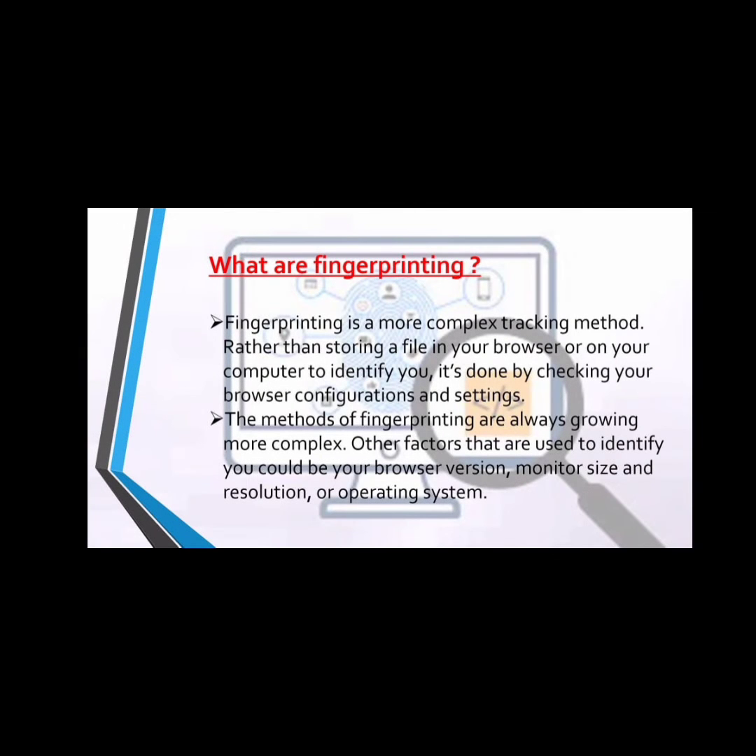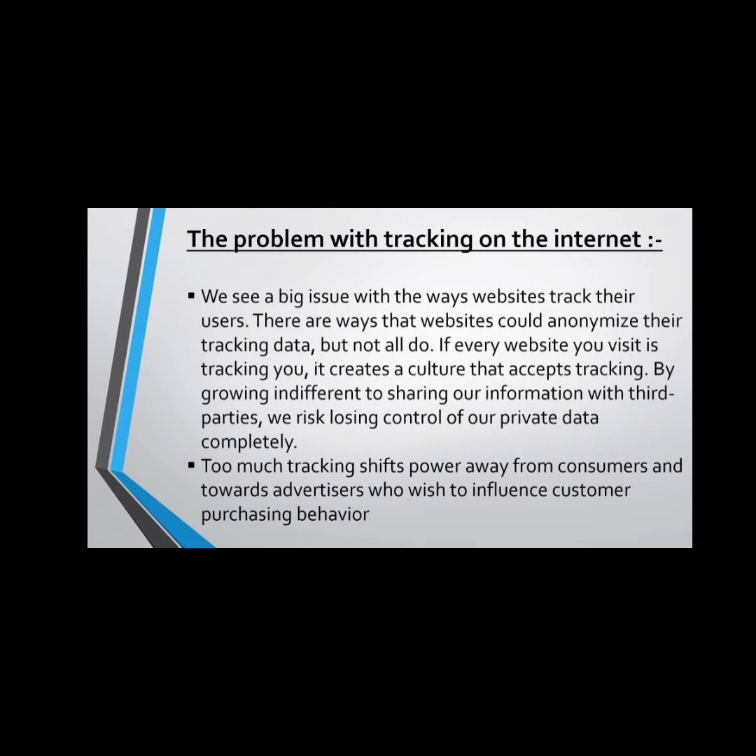Next and last method is fingerprinting. What is fingerprinting? Fingerprinting is a more complex method. Rather than storing a file in your browser or on your computer to identify you, it is done by checking your browser configuration and settings. The methods of fingerprinting are always growing more complex. Other factors that are used to identify you could be your browser version, monitor size and resolution, or operating system. If you have a commonly used laptop, PC or smartphone, it may be harder to uniquely identify your device through fingerprinting.